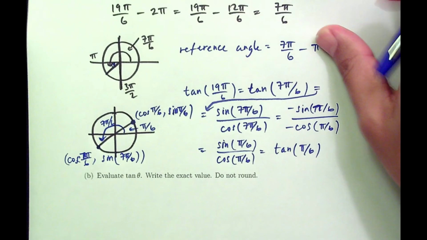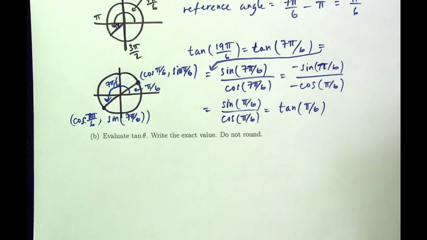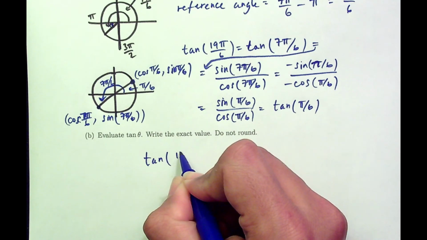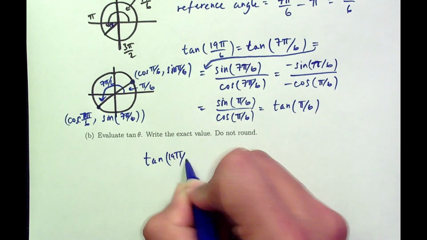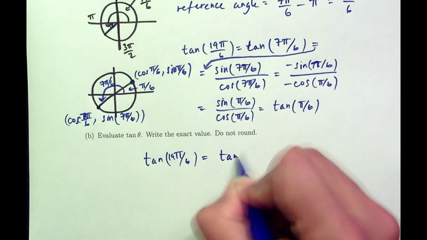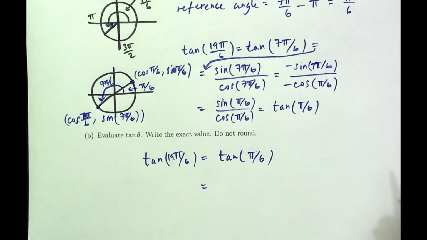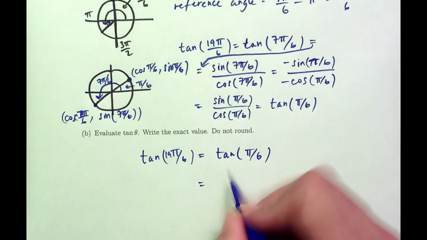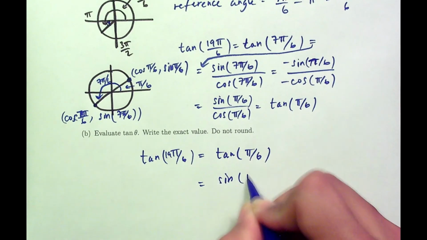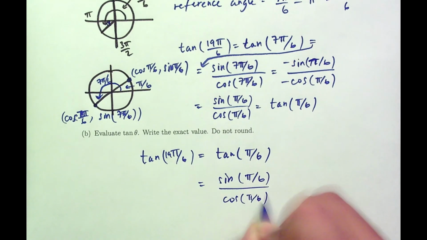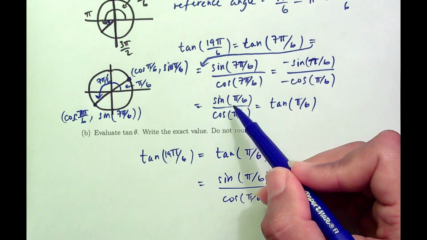And now we're going to finish it off by actually evaluating it. The tangent of 19 pi over 6 is actually the same as tangent of pi over 6. And what is the tangent of pi over 6? Well, tangent is sine over cosine, which is really this, what we had written before above.